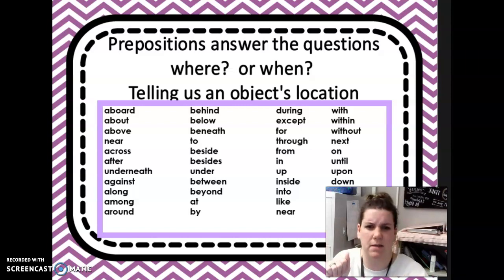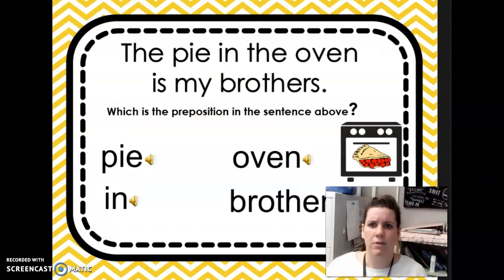So let's just look at some examples. We have the first one. The pie in the oven is my brother's. So what's the preposition? Well, what are we talking about? We're talking about the pie and we're talking about the oven. How do they relate? Well, they relate with the word in. So in is your preposition because the pie is in the oven.